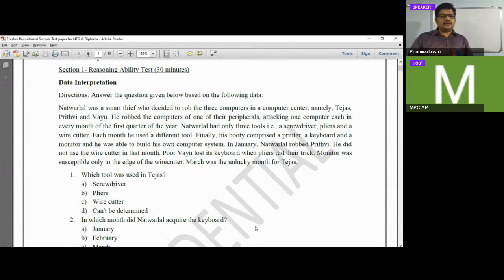Finally, his booty comprised a printer, keyboard and monitor. That means he is trying to steal the printer, keyboard and monitor, 3 items. He was able to build his own computer system.